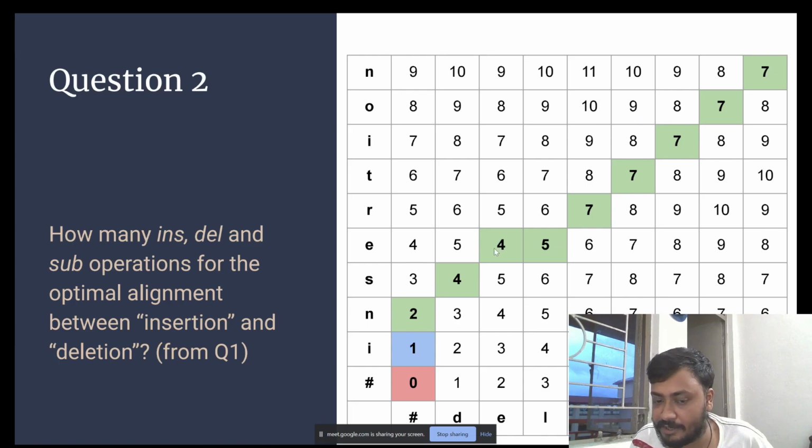So horizontal is insertion. So you have one insertion, two deletions, and you have one substitution. This is not a substitution because nothing changes over here. This is another substitution. So you have two substitutions, two deletions, and one insertion. All right. So that is the answer to this question. You have one insertion over here, two deletions over here, and two substitutions over here. The rest of the things are not changing.